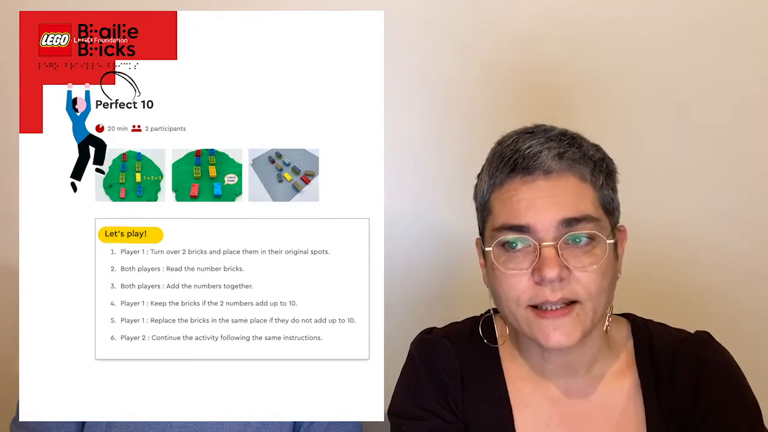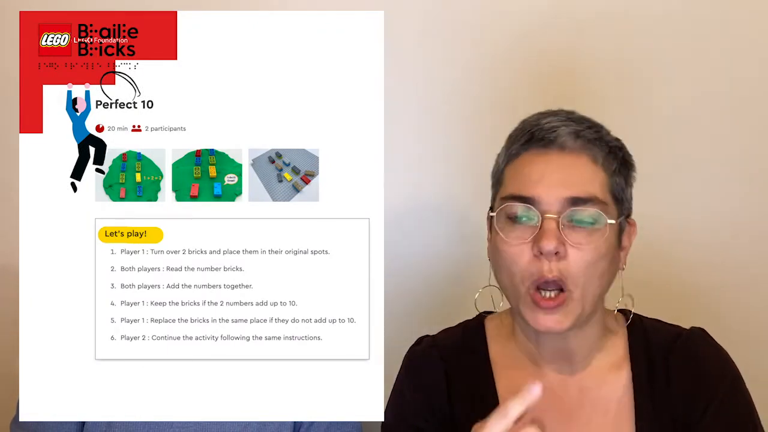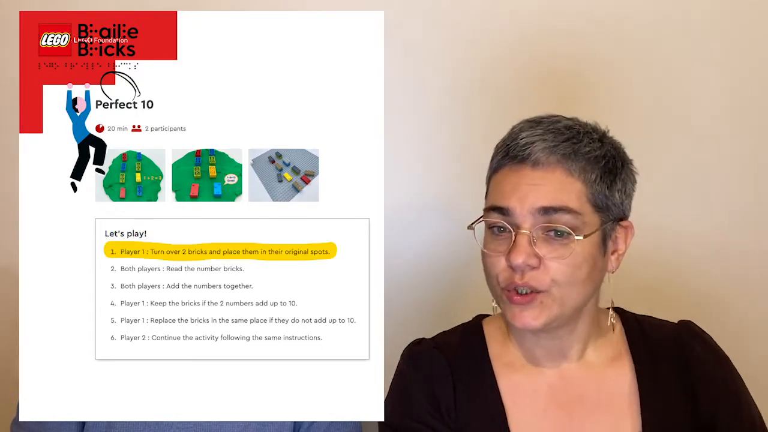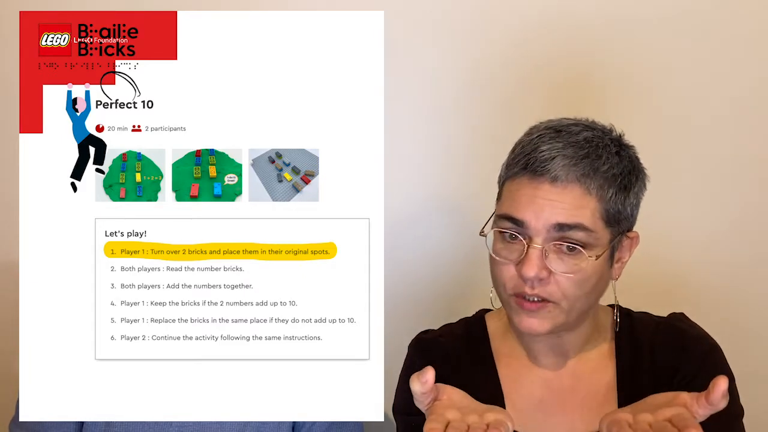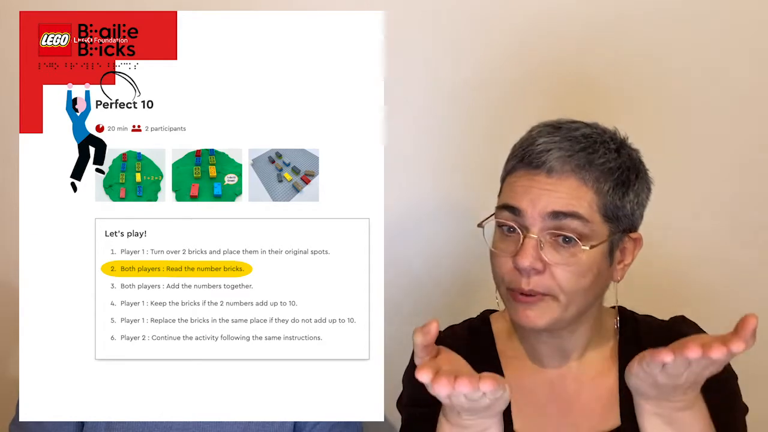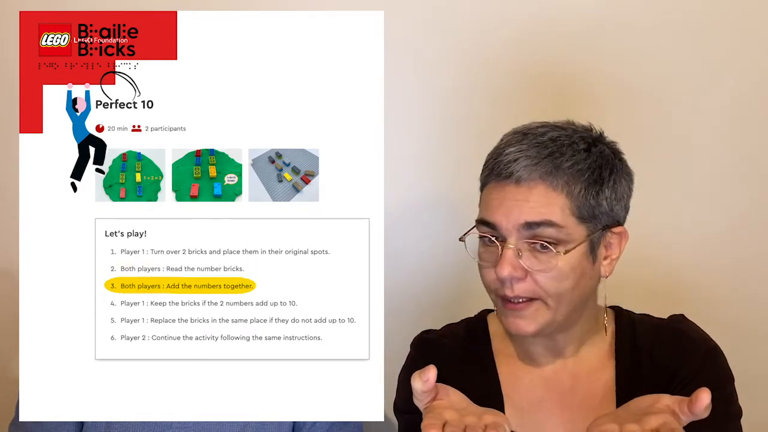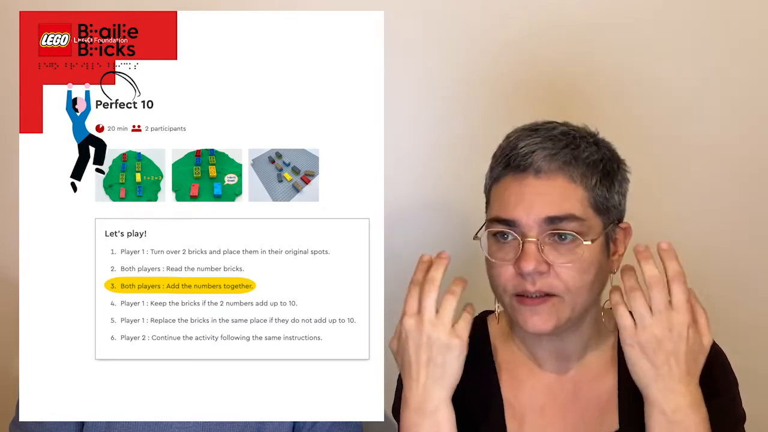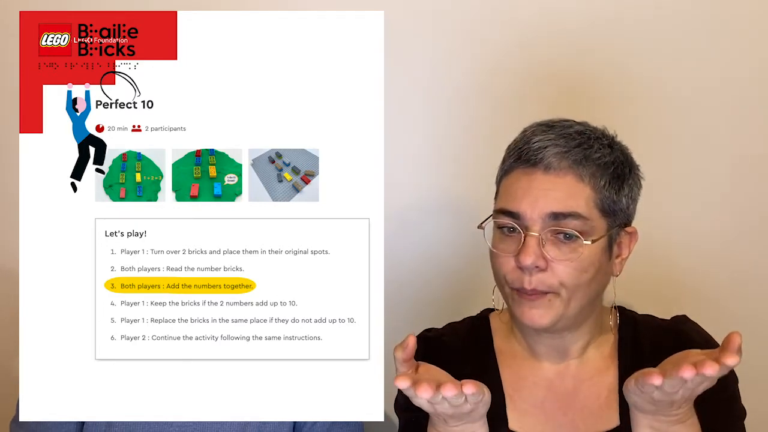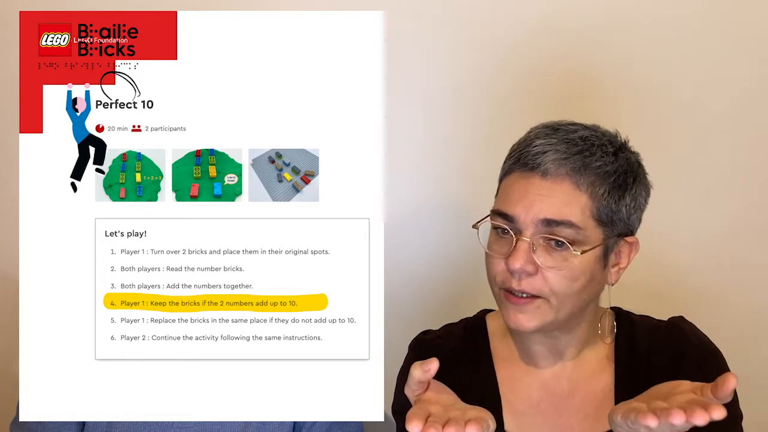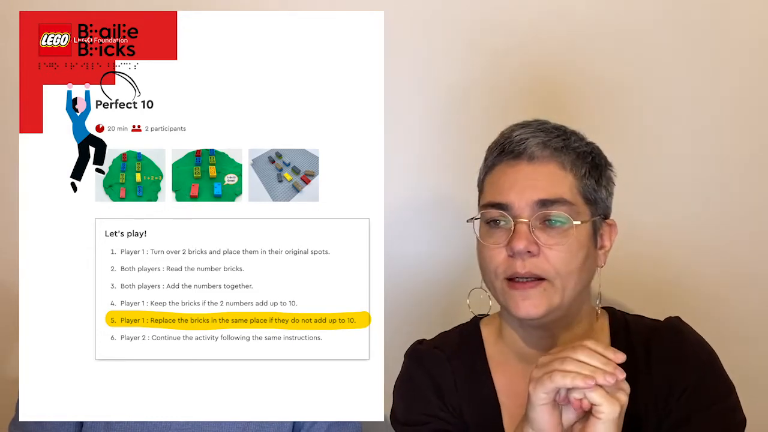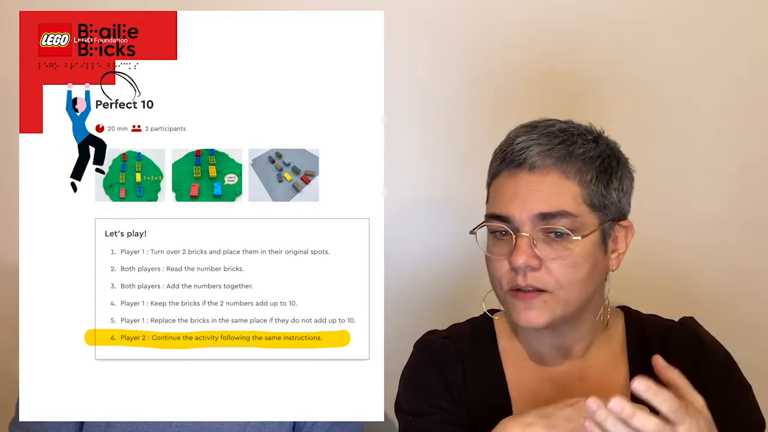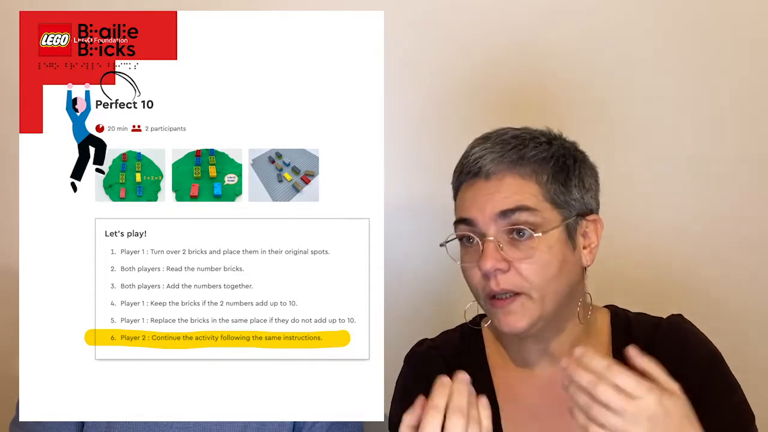And about the Let's Play, so it's a classic memory game, but we have other steps. So at the beginning, player 1 turns over 2 bricks and places them in their original spots. Both players will read the number bricks. Both players again will add the numbers mentally in their heads, and player 1 will keep the bricks if the 2 numbers add up to 10, or replace the bricks in the same place if they do not add up to 10. And we will continue like that, so player 2 will continue the activity following the same instructions.